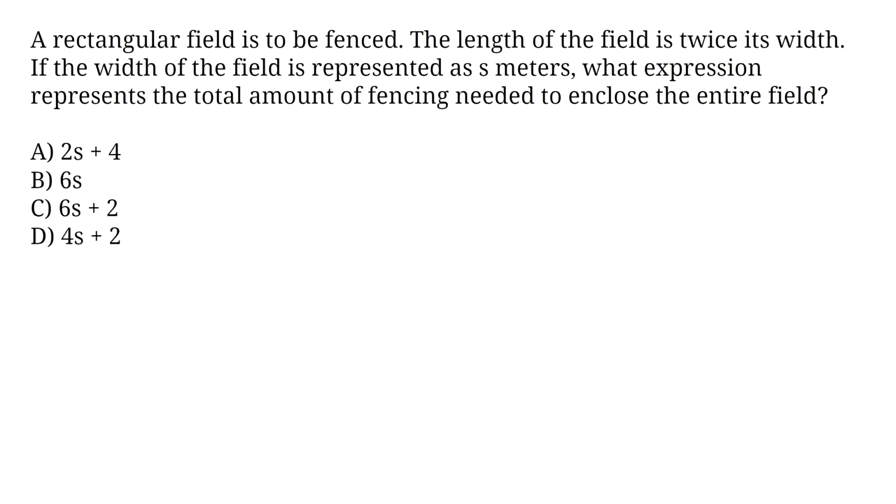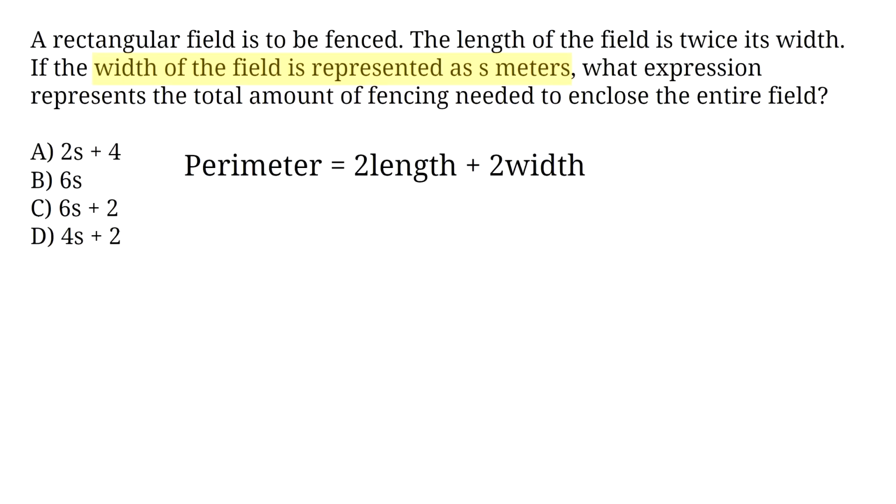If the question was, how much grass will cover the field, we would be looking at the area. The formula for perimeter will be given to you on the GED. This is twice the length plus twice the width. From the question, we are told that the width is S, so we can replace the width with S.